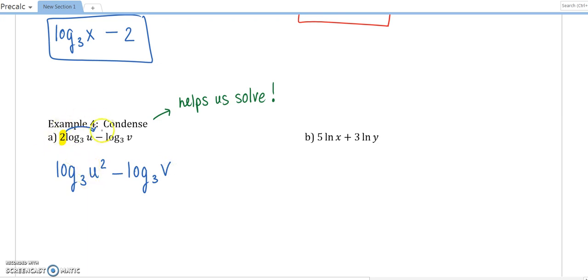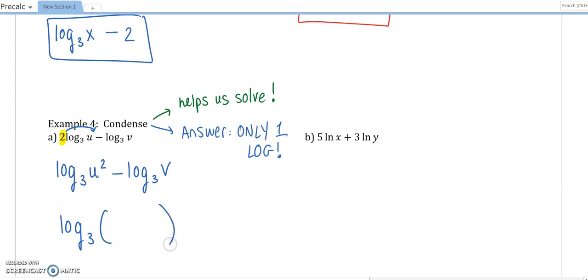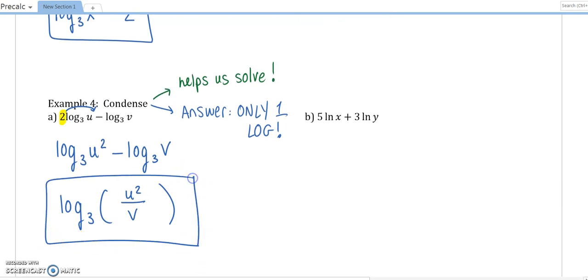After you change those coefficients to exponents, now it's time to condense them together. When it comes to condensing, your answer should only have one log. Only one log. I see a lot of people accidentally changing subtraction to division, for example, but keeping separate logs. That shouldn't happen. My final answer should only have one log base 3, so I'll always write it like this. And then whatever I'm condensing is going to go in the parentheses, no logs. So u squared, and subtraction turns into division, so divided by v. So there's my condensed log.